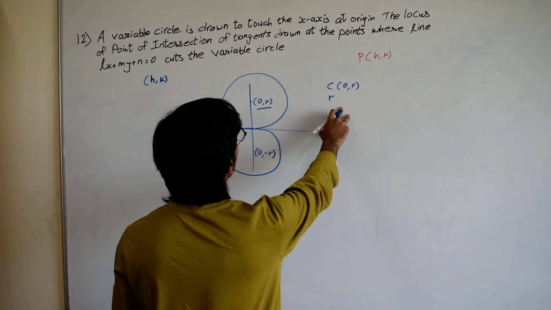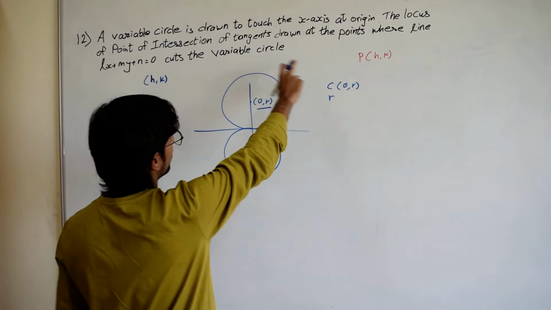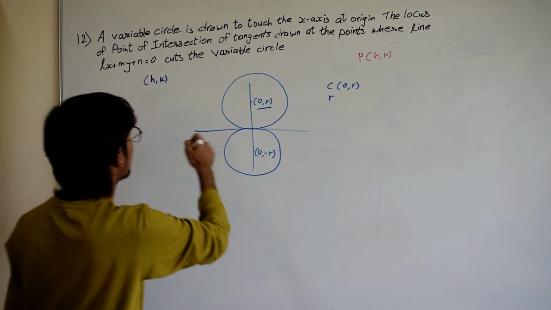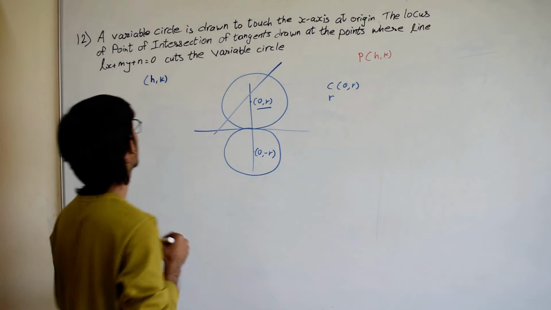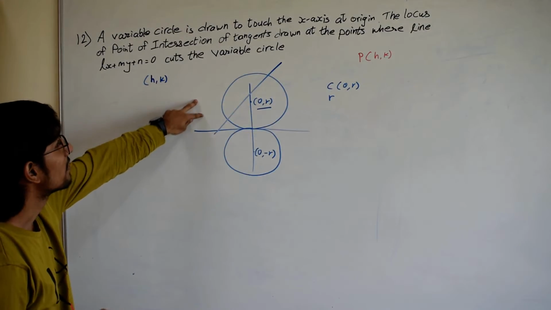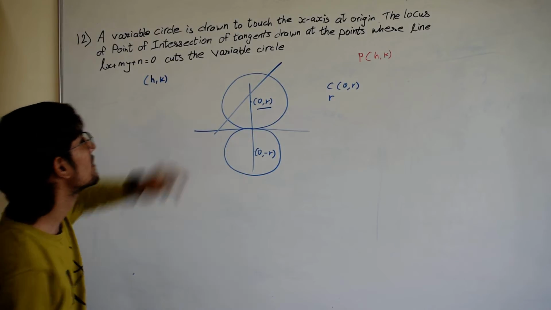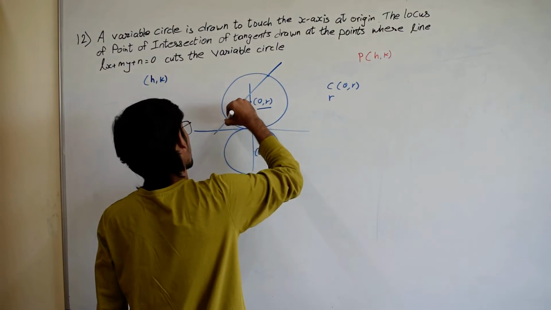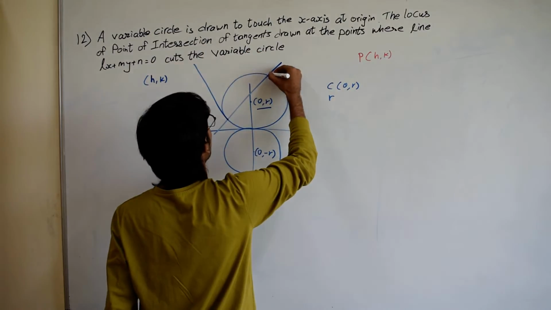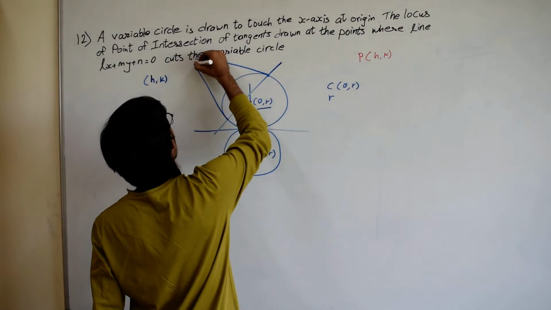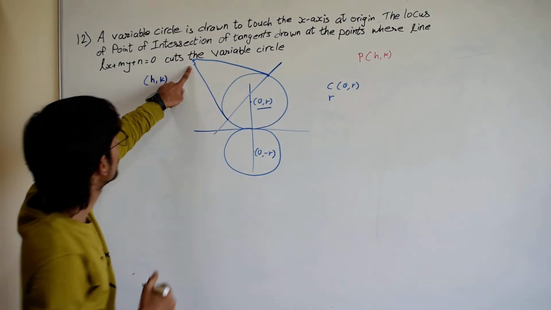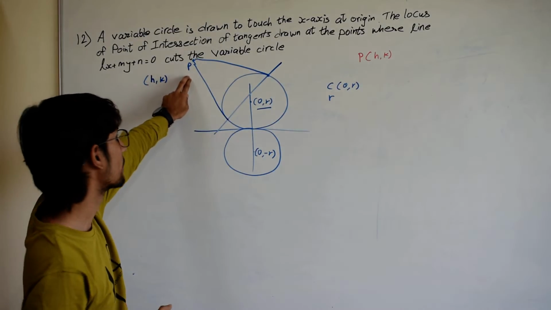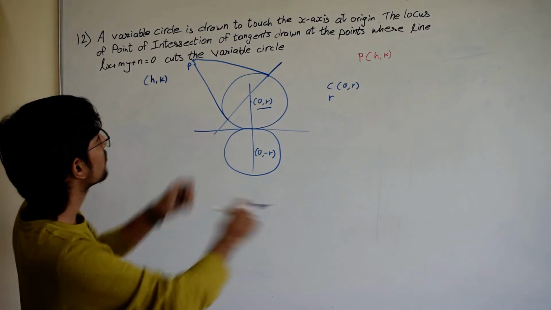Now it is given that we draw tangents at the points where the line cuts the variable circle. Let's assume this is the line lx plus my plus n equals 0. This cuts the circle, therefore we can say that this is a chord of the circle. And from this point we form tangents to the circle. From this point, which is P, h, k, we have to find the locus of P. In the previous question, we also did that.